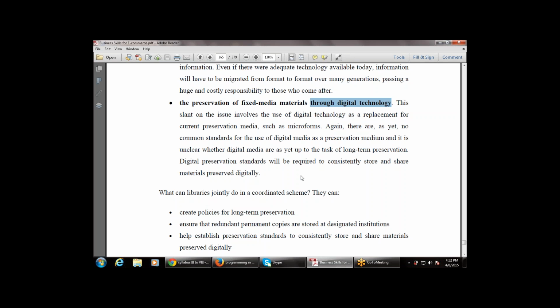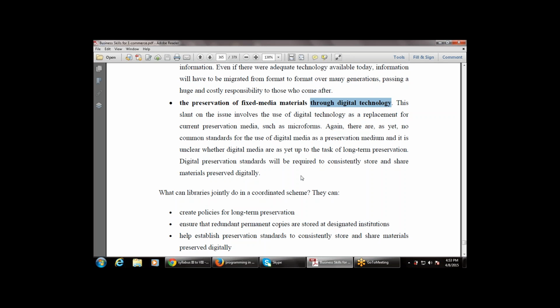For example, ROM, that is read-only memory, in which the data is permanent. So it is also essential to preserve the fixed media material, because there is no common standard available that is used for digital media as a preservation media for long-term preservation. Digital preservation standards will be required to consistently store and share materials preserved digitally, that is, for storing the material in a digital format.